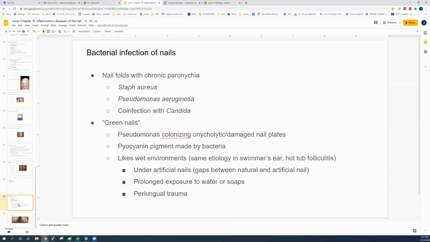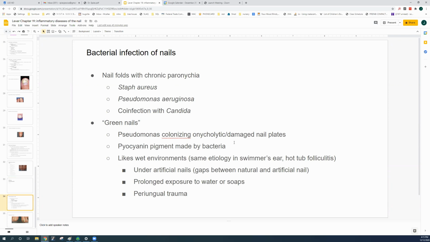So lastly, bacterial infections of the nails. Bacteria can cause chronic paronychia in the nail folds. Staph aureus, Pseudomonas aeruginosa, and those bacteria co-infected with Candida are the most common actors. And then, of course, I'm sure this will be a boards test and everybody will get it, but the green nails of Pseudomonas are Pseudomonas colonizing onycholytic or damaged nail plates. What causes the green color is pyocyanin pigment made by the bacteria.